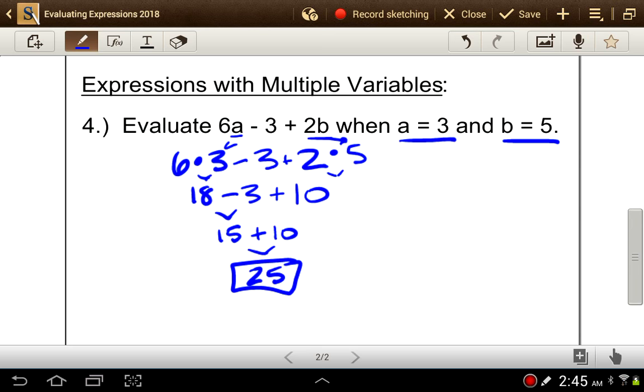Okay, and that's how you substitute in numbers for variables when working with expressions.